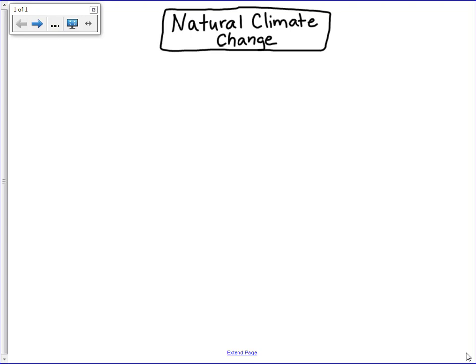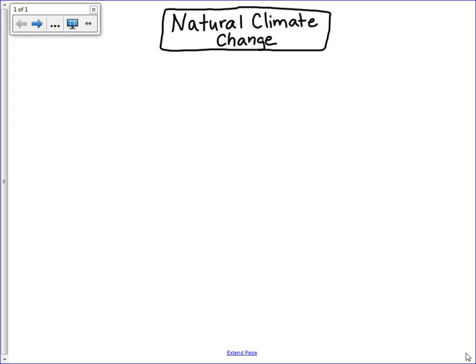You should have a blank piece of paper in front of you. I always turn mine landscape, and that's just because of the way my board is oriented. It's longer in length than it is in height. And we're just going to make this kind of like a flow chart or like a concept map sort of notes. So we're talking about natural climate change, and I put my title at top center.